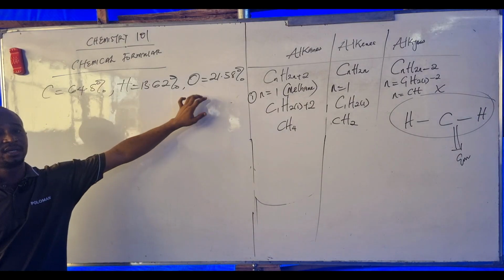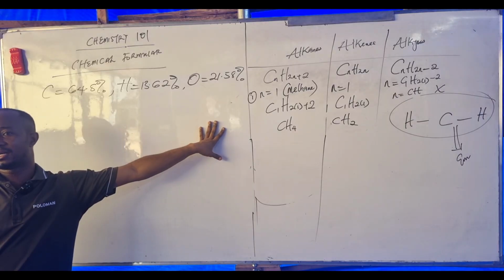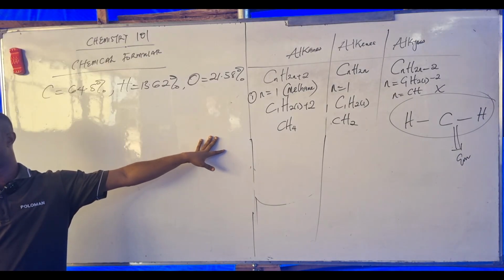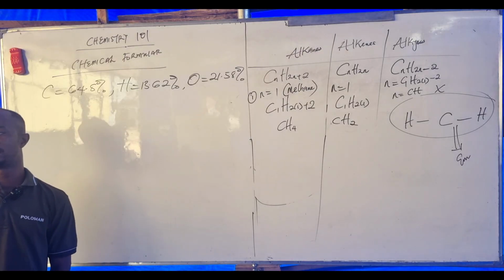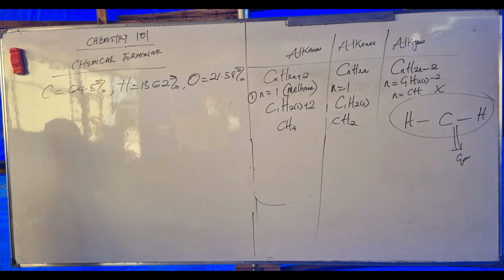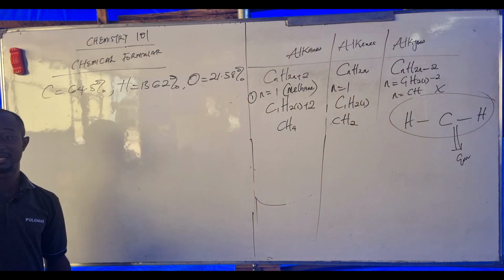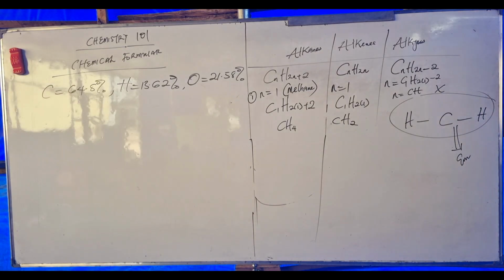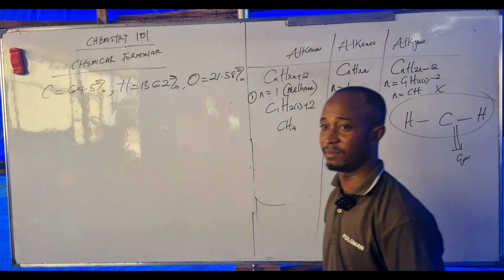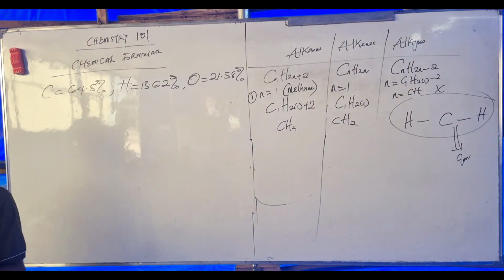Add, let's see. Is it up to 100%? If it's up to, let's say, 98, it is okay. But if you have like 98, it's 100. She said it's 100. But if you have like 70, 80, that means there's a mistake somewhere. Just stop. No need of solving it.